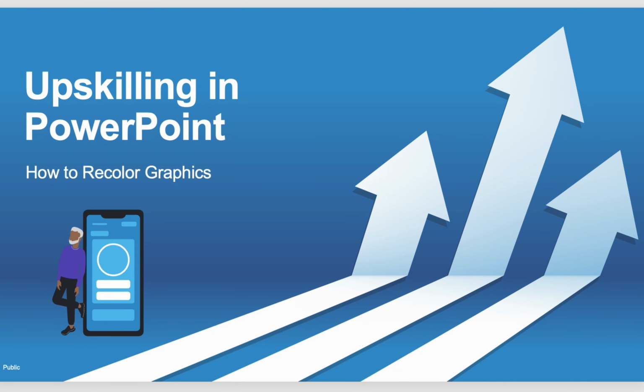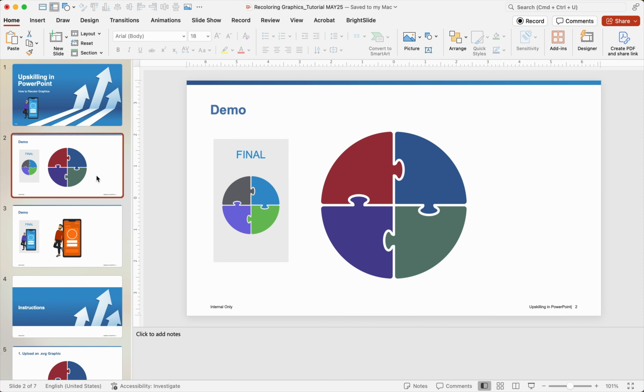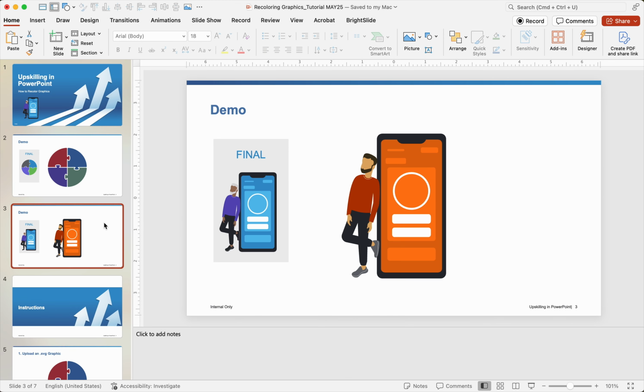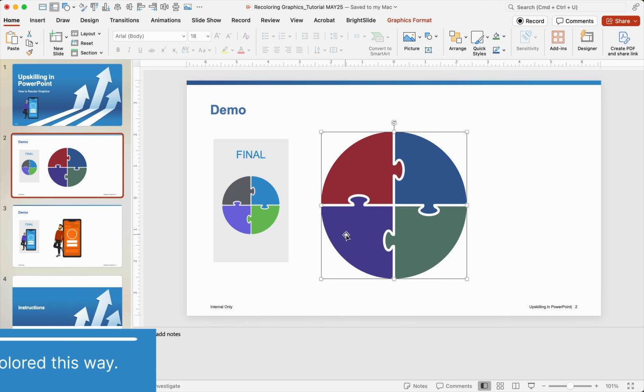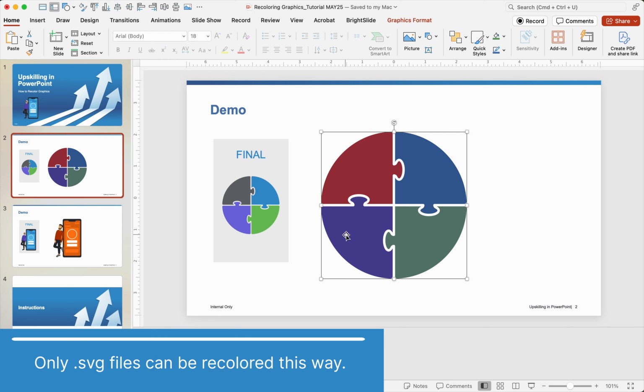Today I want to show you how to recolor graphics. And I'm going to take you through two demos. One is just with a simple infographic and one is with an illustration. Now, the first thing you want to make sure is whatever you're trying to recolor is an SVG, which is a vector graphic. You do not want to use a PNG or a JPEG as it will not work.